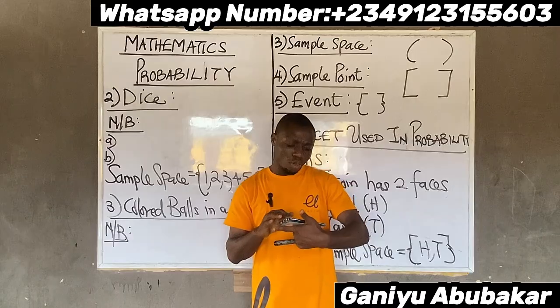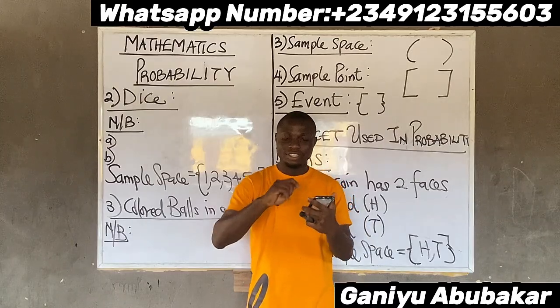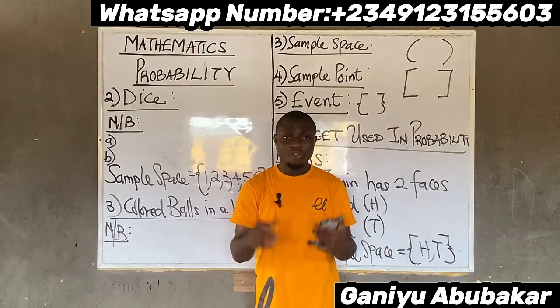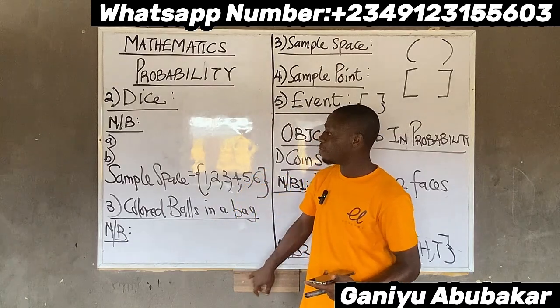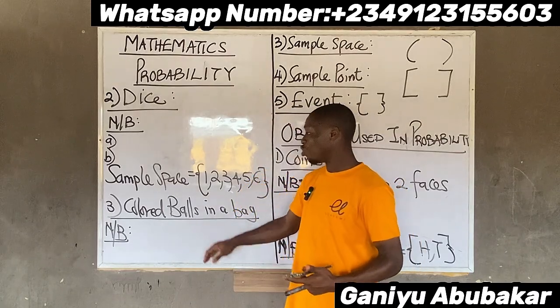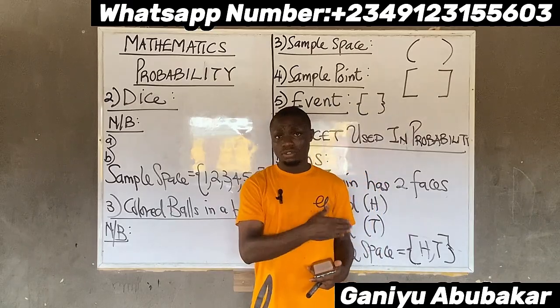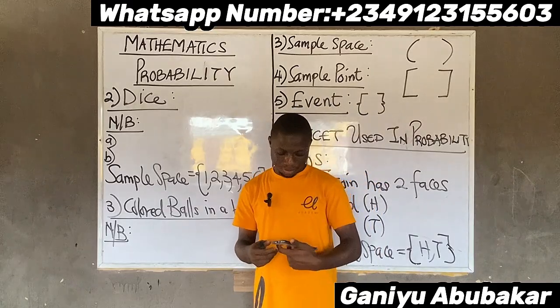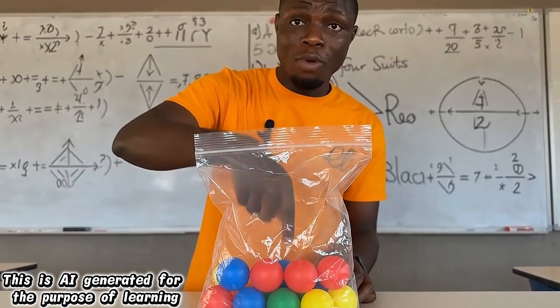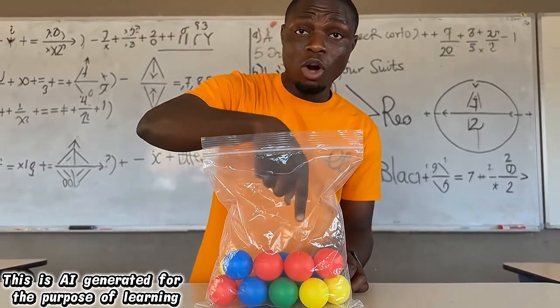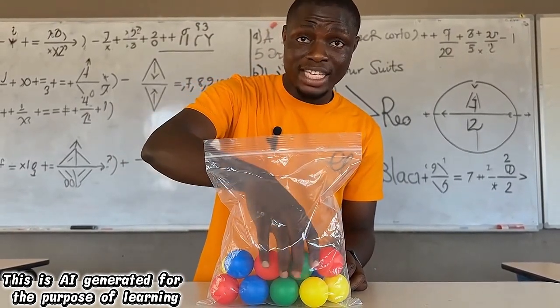The next thing is called playing cards, the cards we do play with. Before we move on, let me display what I mean by colored balls in a bag. Here we have colored balls inside a bag. If we select one ball without looking, the color we get is an outcome of the experiment.